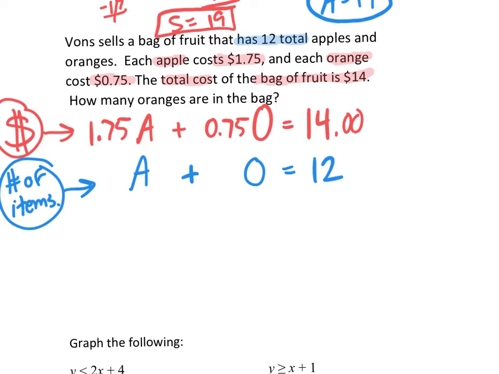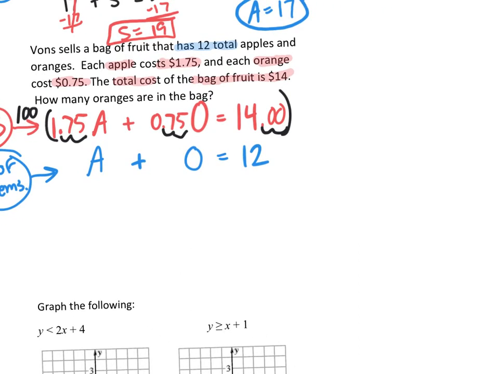I'm going to take this top equation and multiply it by 100. If I multiply it by 100, it'll simply move it over and make it 175 apples. It'll make it 75 oranges, and it'll make it 1,400 instead of 14. So let's do that. Multiply everything by 100, and that will give us up here 175A plus 75O, big O, equals 1,400. So this is my new modified equation by multiplying everything by 100. I did that to get rid of decimals.